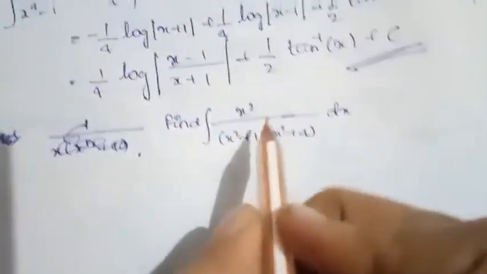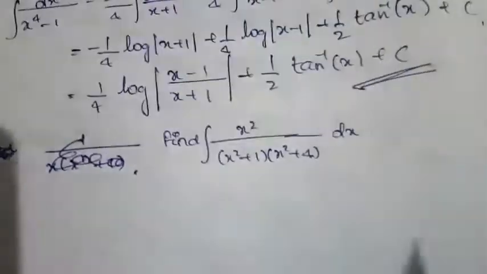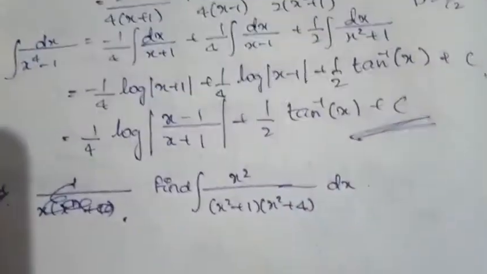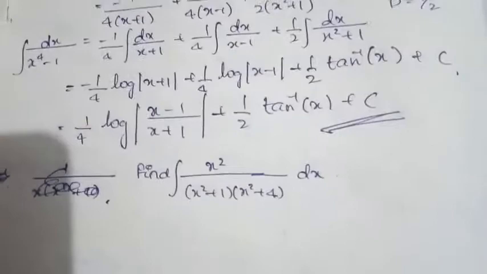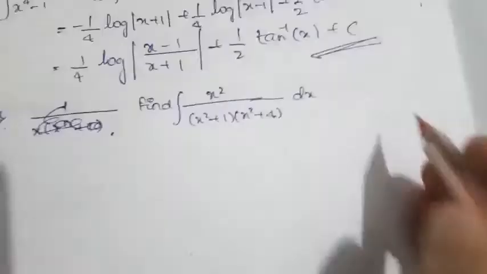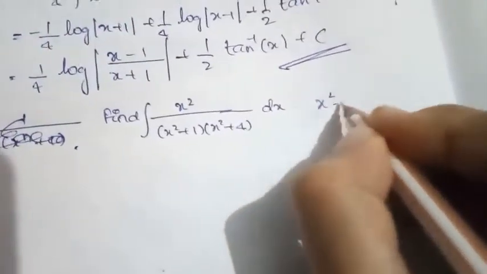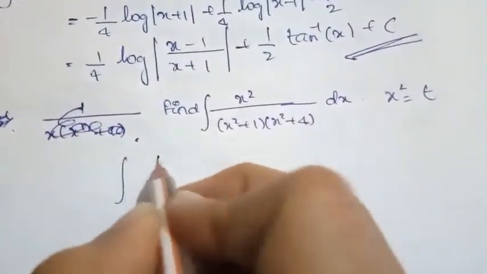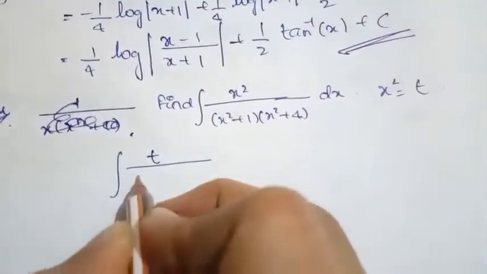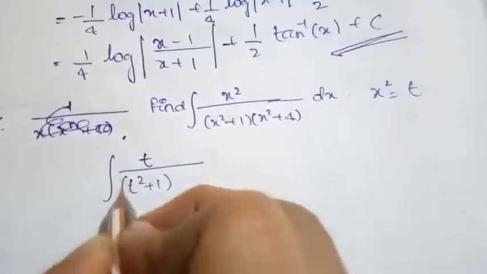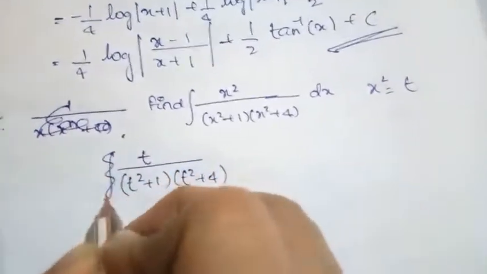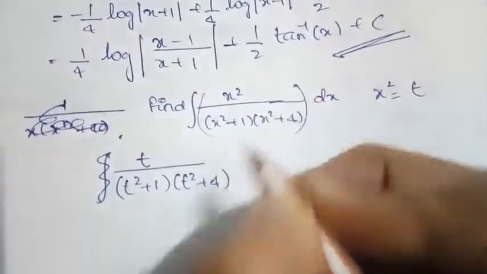So what is that substitution? We need to find the integral of x square divided by x square plus 1 into x square plus 4. The substitution that we are doing right now is we are taking x square is equal to t. By taking x square is equal to t, what happens? t divided by t plus 1 into t plus 4. So we are considering this integrand only.